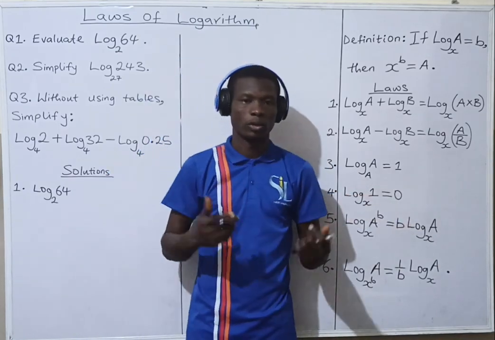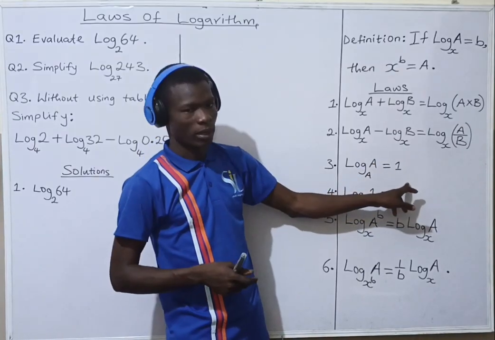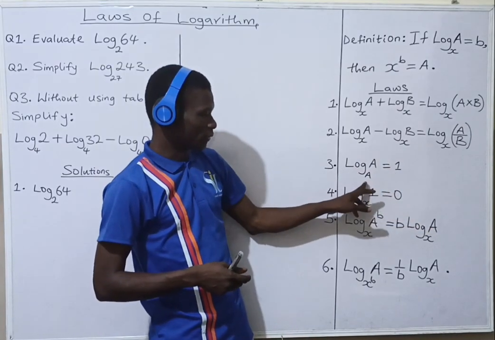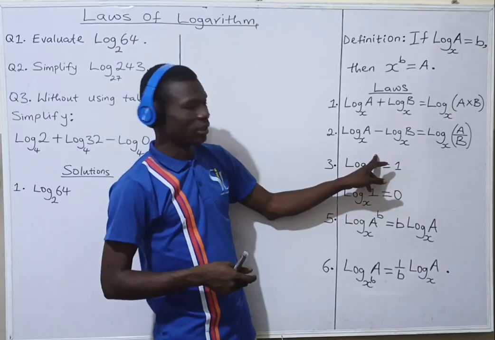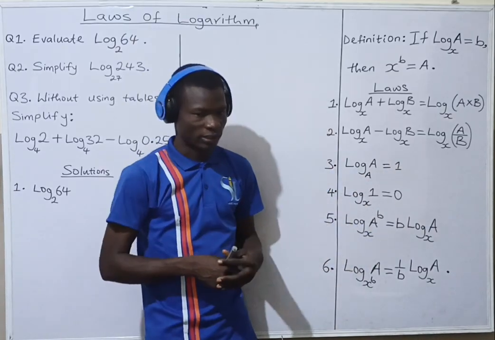For example, log 2 to base 2 will be 1. Log 7 to base 7 will be 1. Log 49 to base 49 will be 1. Log 523 to base 523 will also be 1. That's what that law is saying.